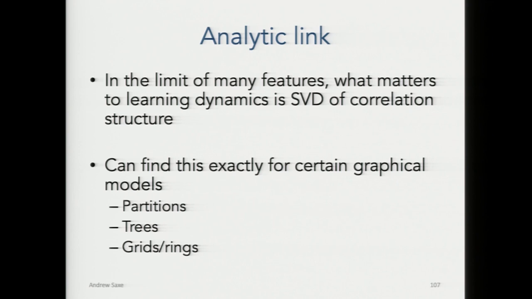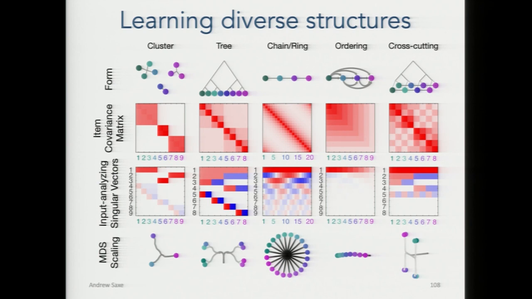And so here are some examples of this. Along the top, I'm showing the structure that's actually out there in the world. And then I'm showing the resulting item covariance matrix, which is sort of the statistical structure in the data set. And then the singular vectors, so how the neural network will break it down. And then finally, I'm showing an MDS scaling. So this is sort of embedding the hidden representations of the network over the course of learning.